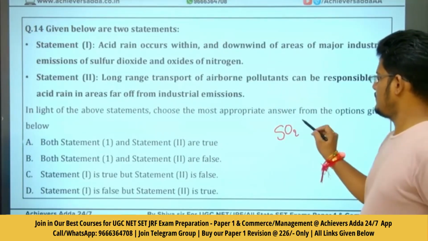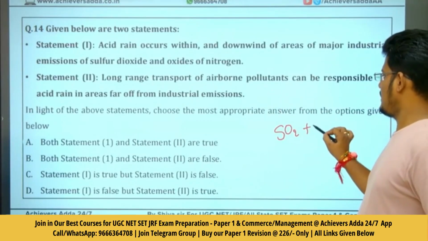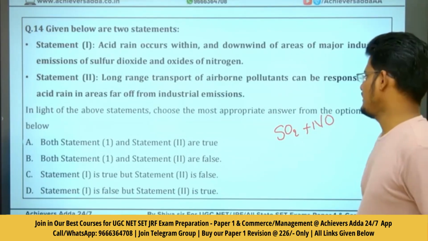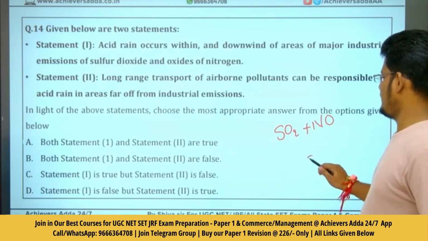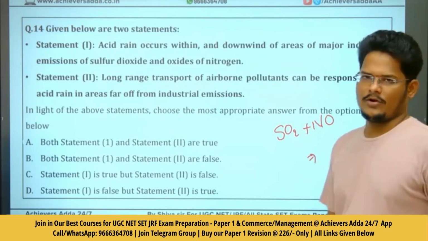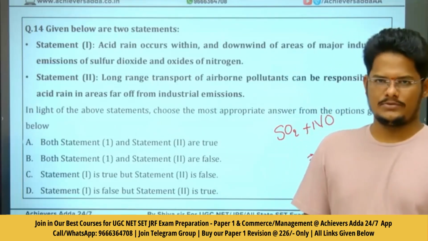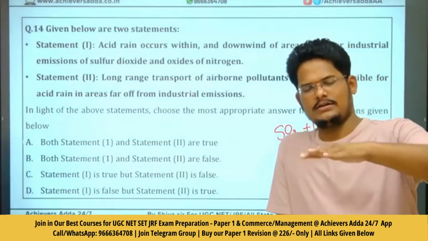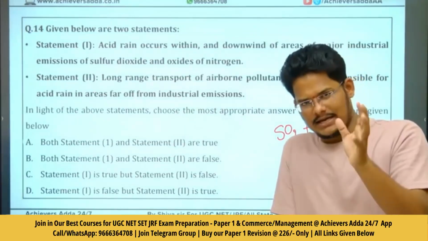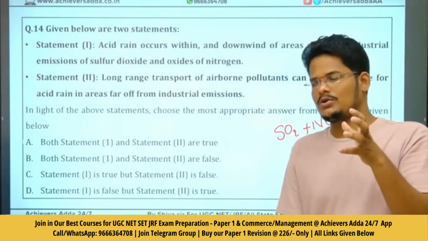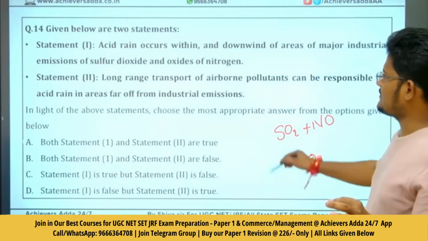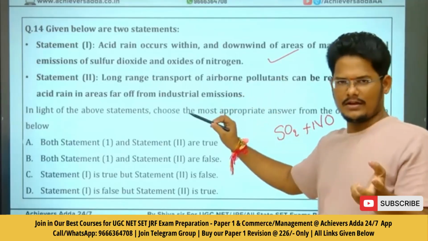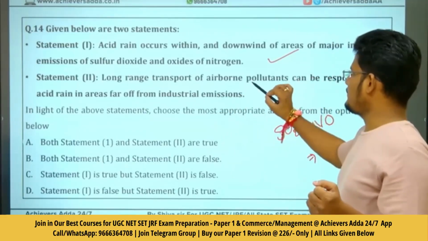SO2 plus NO, oxides of nitrogen. When they interact, they form N2O. And when they interact in sunlight with various volatile organic compounds or ozone, all this will lead to acid rain. Longer range of transport, that's vehicular pollution and airborne pollutant.